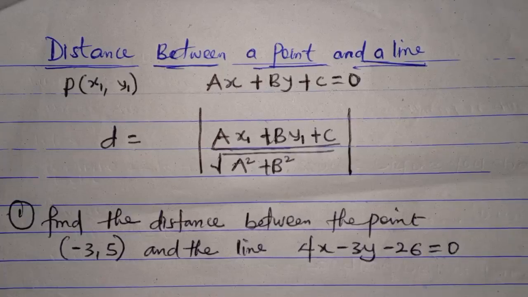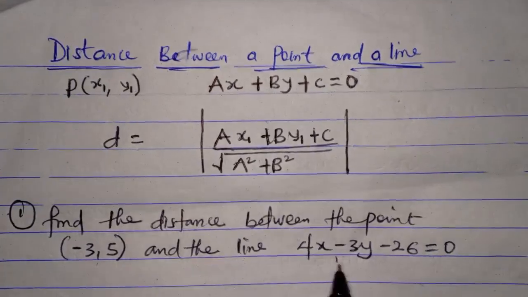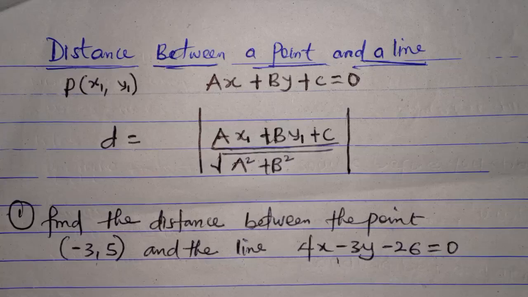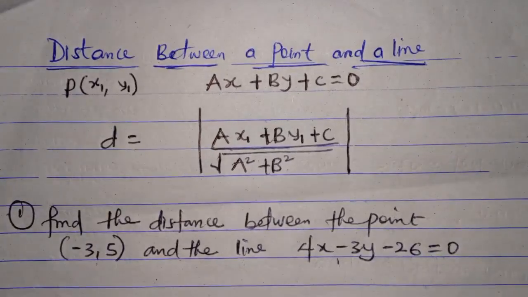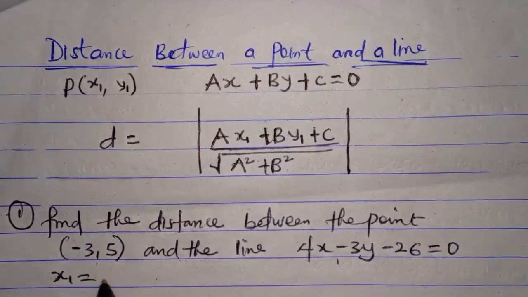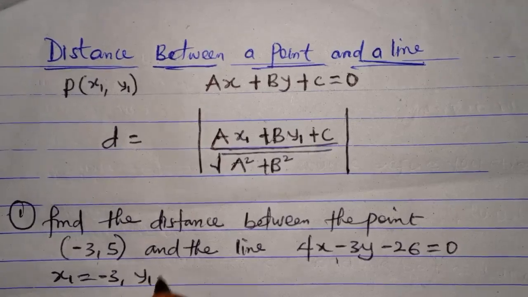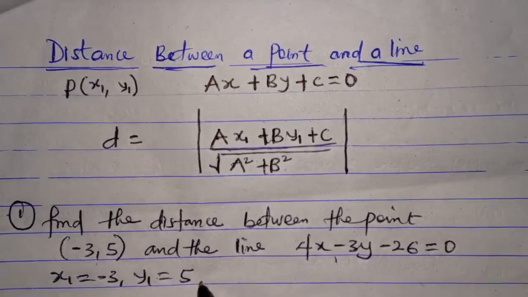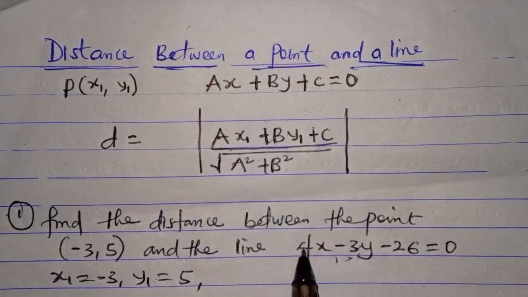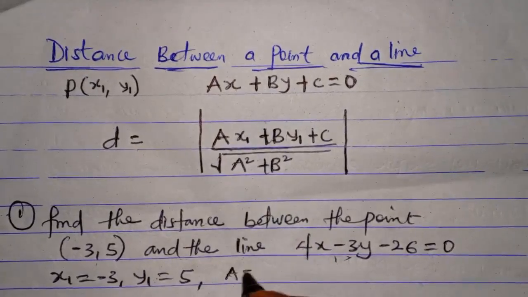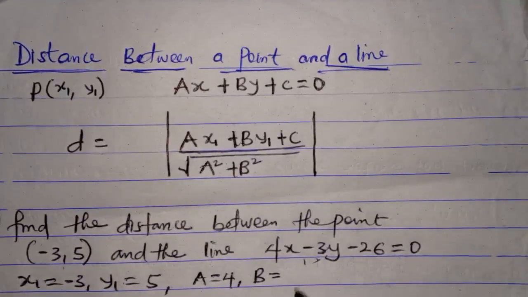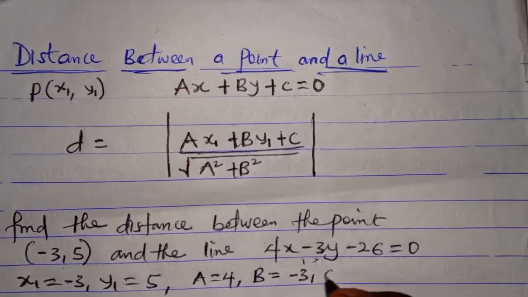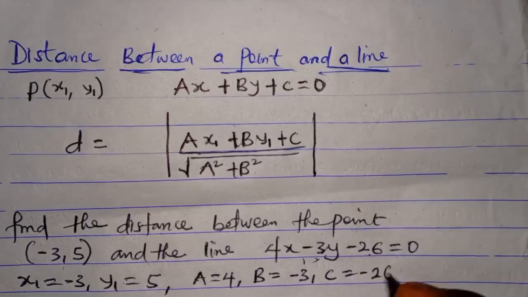This is the first question. I want to find the distance between this point and the line that has this equation. Using the formula we can actually do it. If I compare this point and this point, my x1 is minus 3. My y1 is 5. If I compare this equation with this, a is equal to 4, b is equal to minus 3, and my c there is minus 26.